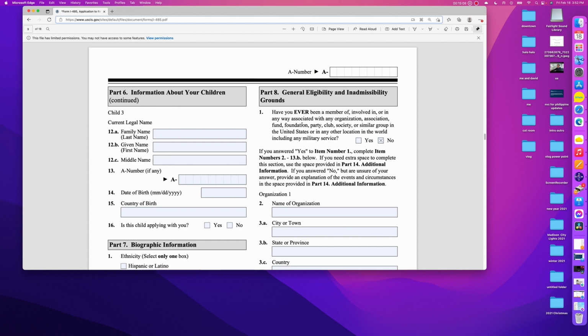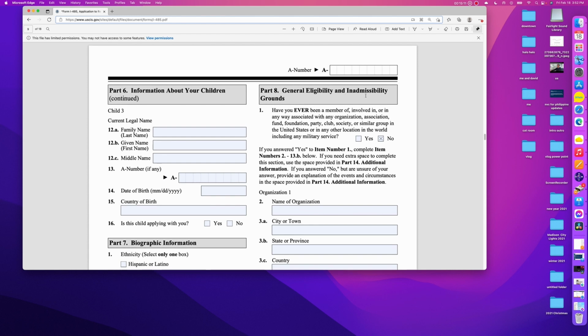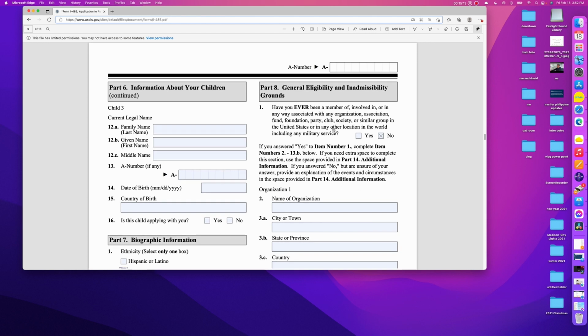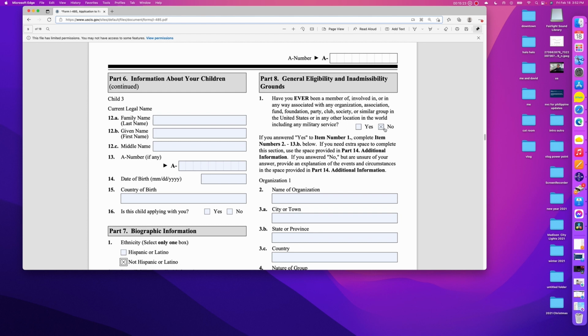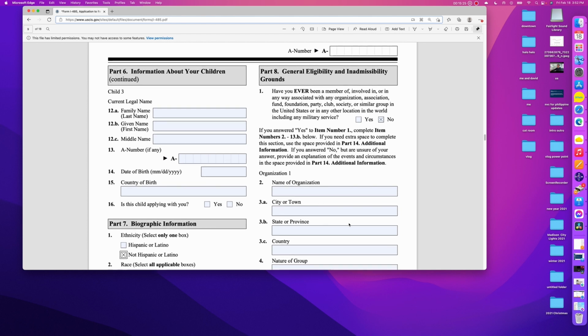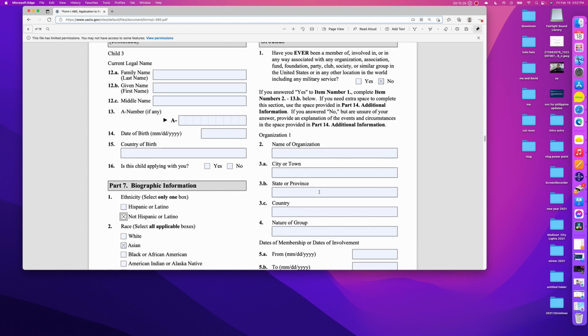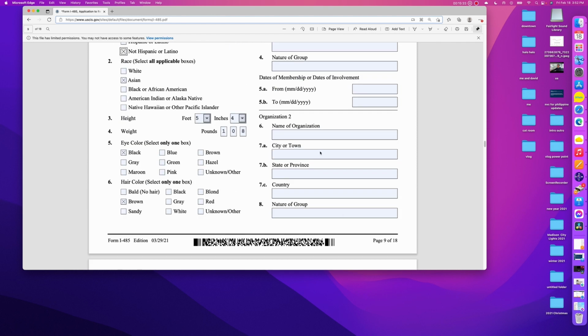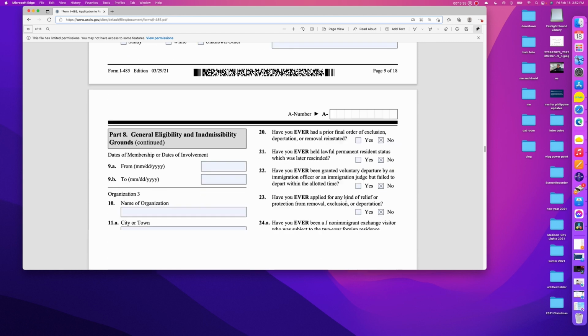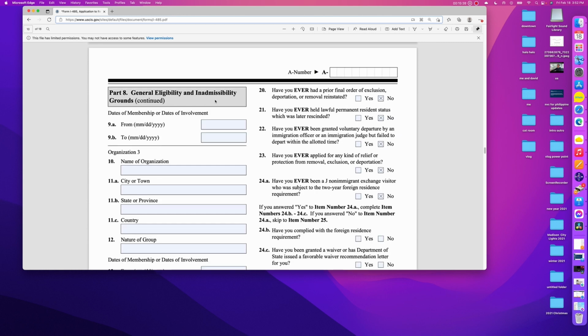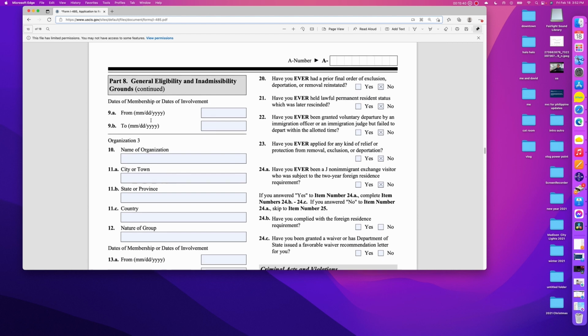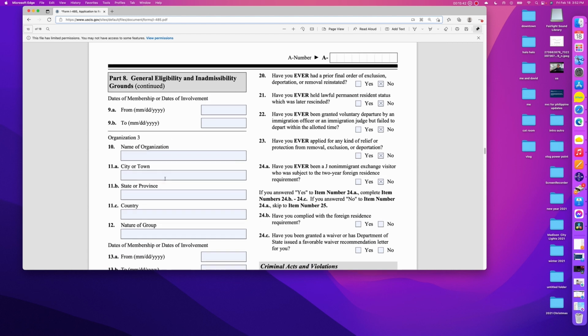Next, general eligibility and inadmissibility. Have you ever been a member of or involved in any way with any organization, association, fund, foundation, party, club, society? No. No. Okay, if you answer yes, you write all your organizations, and where you are a member. We don't have that, so let's skip that and continue to page number 10. All right, general eligibility and inadmissibility. We don't have that. Again, it's for membership.